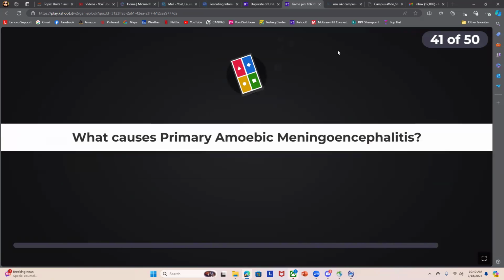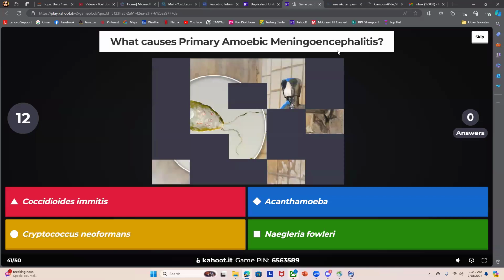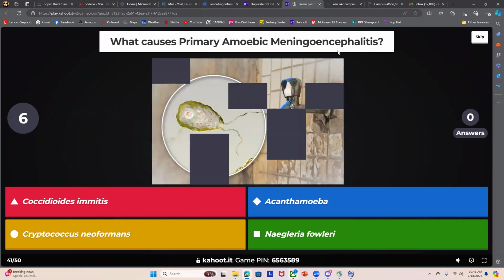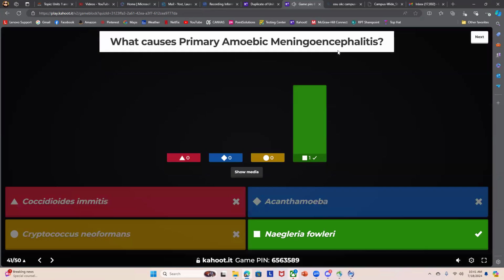What causes primary amoebic meningoencephalitis? So we really only talked about two causes of meningoencephalitis. All right, so PAM, or primary amoebic meningoencephalitis, is caused by the amoeba Naegleria fowleri. So meningoencephalitis is always going to be amoebas. Primary versus G, which is granulomatous.